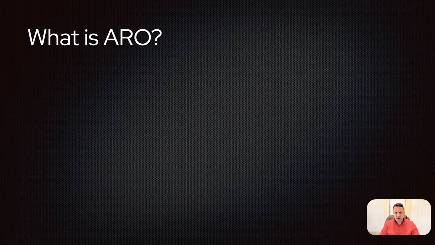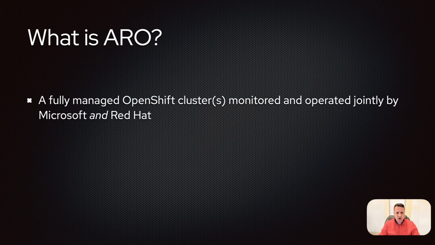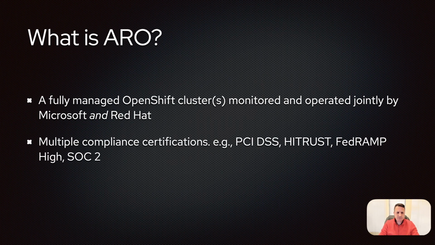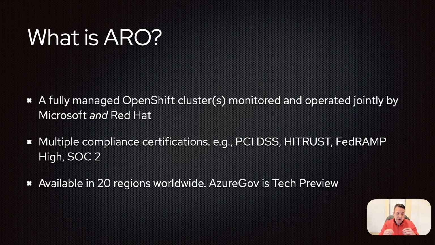So, what is Azure Red Hat OpenShift? Well, it's a fully managed OpenShift cluster monitored and operated jointly by Microsoft and Red Hat. It has multiple compliance certifications such as PCI, HITRUST, FedRAMP, and SOC 2. And it's available in 20 regions worldwide, and Azure Gov is in tech preview.